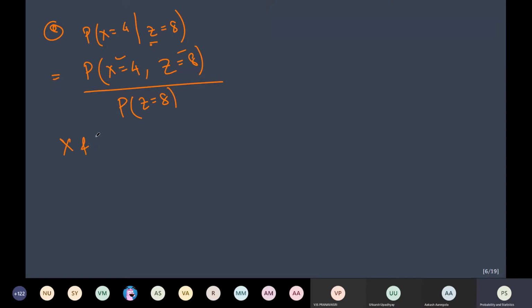So X and Z are independent. So this is like 1 over 6 times 1 over 6 divided by 5 over 36. So this is like 1 over 5. This way we can compute all the probabilities here.